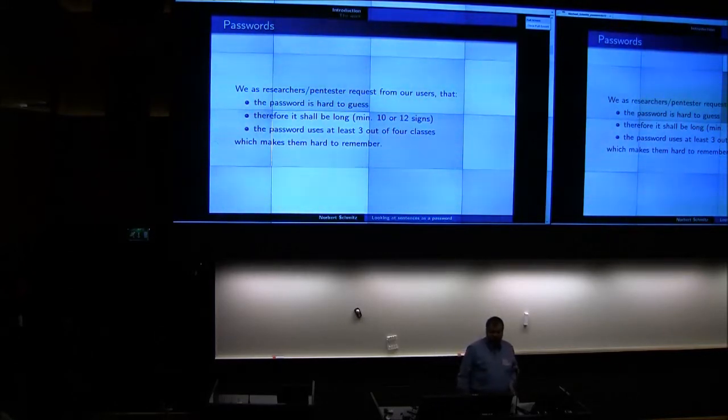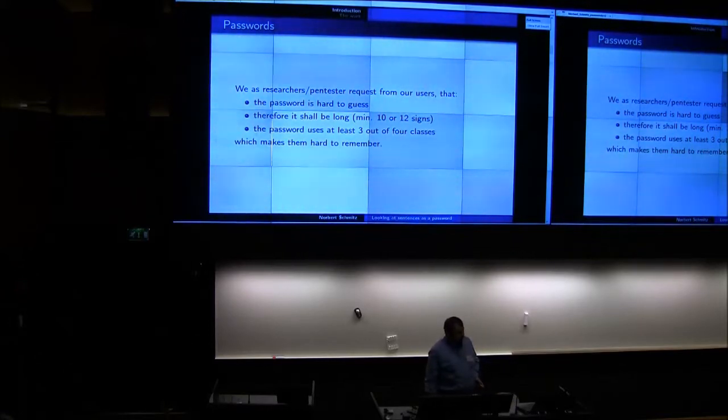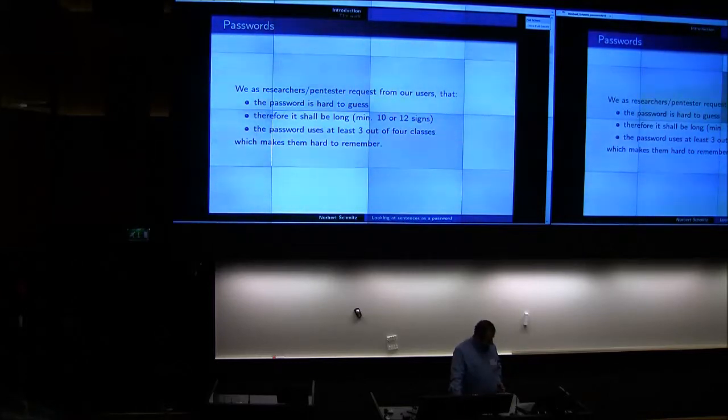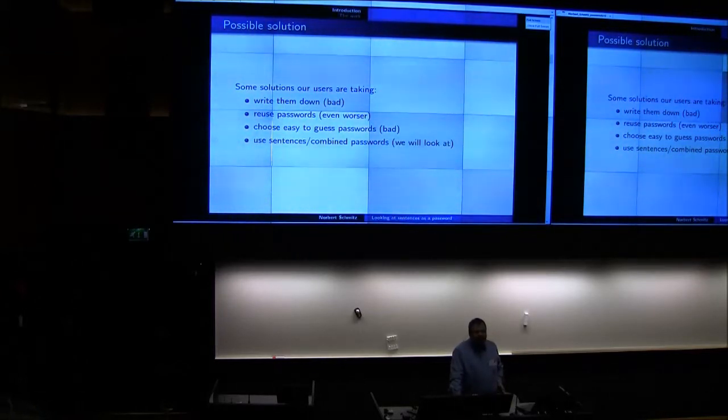Yeah, about passwords, some words. As researchers and pen testers, we request from our users that they use passwords which are hard to guess and which therefore should be somehow long. Usually we request them to have 10 or 12 or even more characters for their passwords. And we ask them to have at least 3 out of 4 classes in their passwords. And that makes them hard to remember, and our users have to find some solutions to remember their passwords.